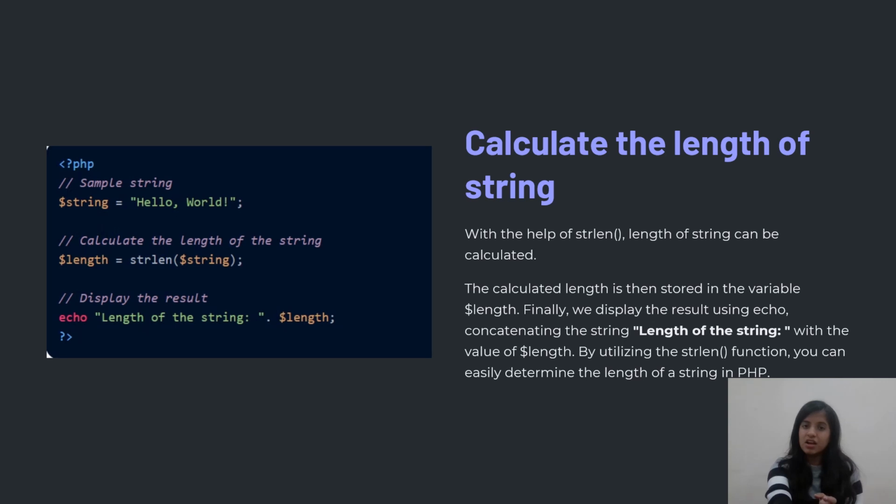In the length, we calculate the length of a string. The calculated length is then stored in the variable $length. So it is the function strlen. Here is an example I have taught. In the string variable I have written hello world. There is another variable $length in which I have used the function strlen, and in the bracket I have used the variable.